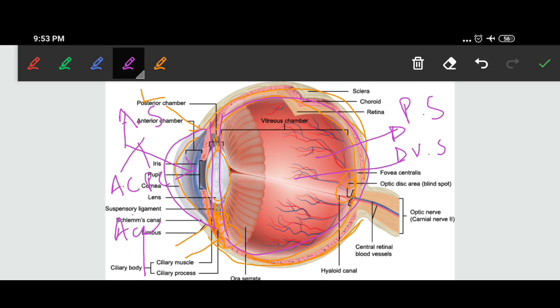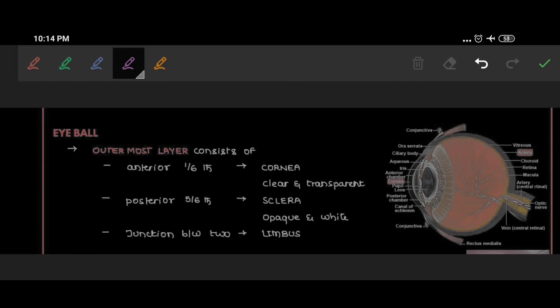So guys, let's go into the detail. Our outermost layer consists of the anterior 1/6 cornea, which is clear and transparent, and the posterior 5/6 is sclera, which is opaque and white. The junction between the cornea and the sclera is known as the limbus.